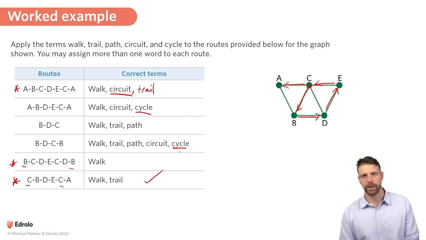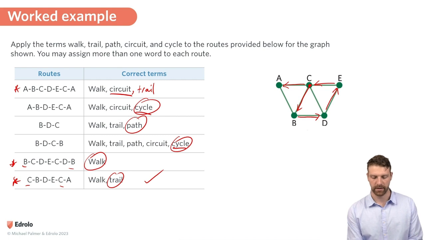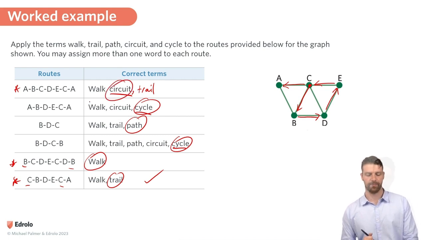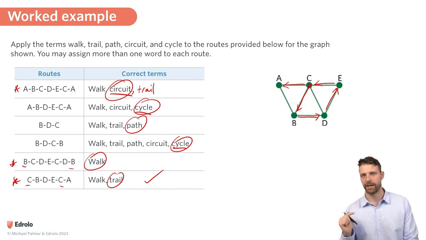All right, now I said I'd choose the best one. So I think trail's the best one here, walk's the best one here, cycle's the best one here, path's the best one here, cycle's the best one there, and circuit is the best one there. So I've assigned more than one word because I think they fit the definitions, but I have also chosen the best one that I can.